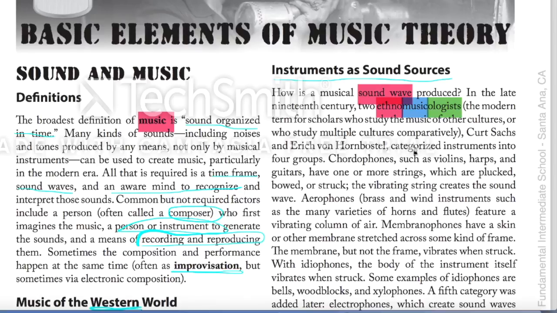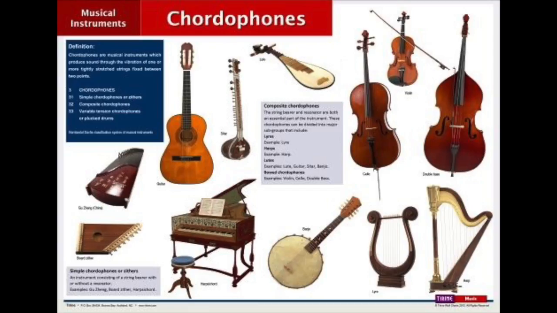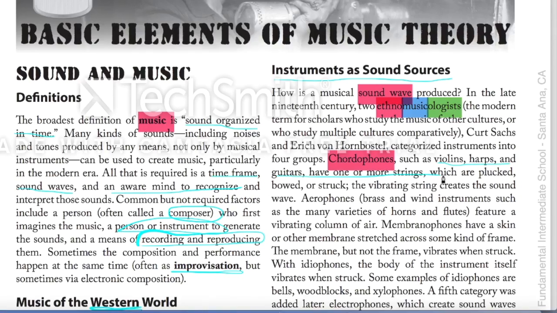Curt Sachs and Erich von Hornbostel characterized instruments into 4 groups. And yes, guys, you do need to know these. These were on the test last year, so you do need to know the different categories of the instruments. You must memorize them. There are chordophones, all right? So I'm going to go ahead and put those in pink, and then I'm going to underline some of the examples like violins and harps, things that you pluck with your fingers that have strings, bowed or struck. The vibrating string creates the sound wave.